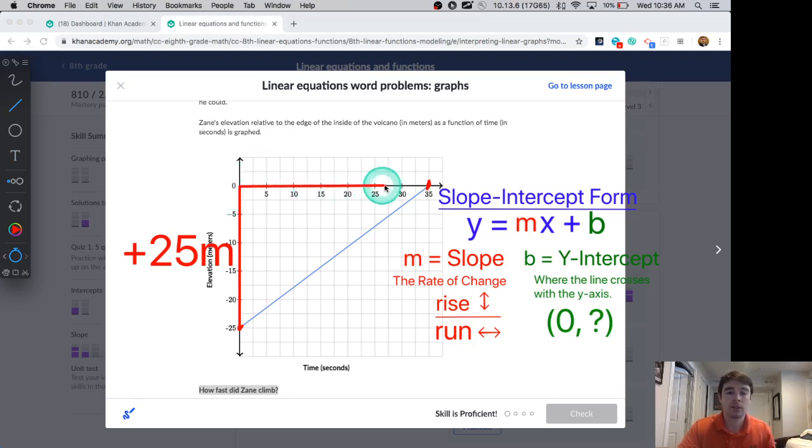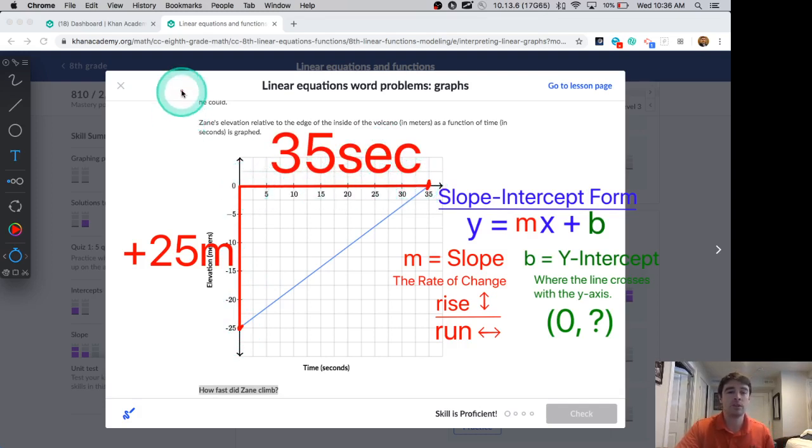So I'm traveling to the right, I'm running to the right. It starts at 0, right at the origin. And now I'm all the way over here at the 35 second mark. So to get from 0 to 35, I know he must have traveled 25 meters, and it took him 35 seconds to do so. So Zane scrambles up 25 meters. It takes him 35 seconds to do that.